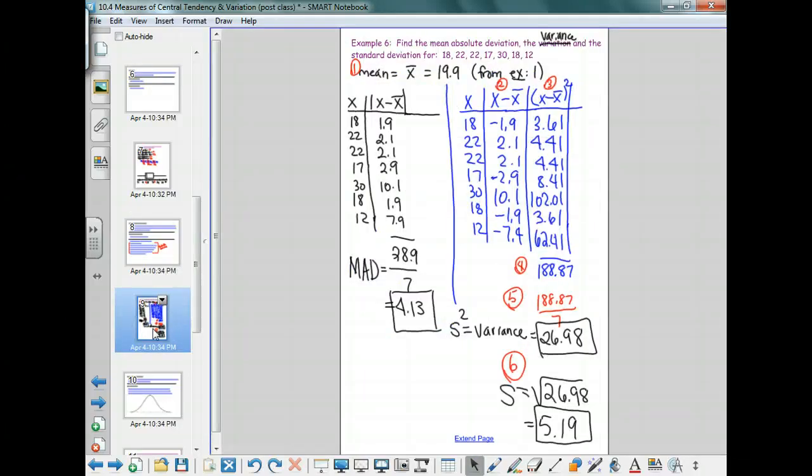Why did you have to find... There were 2 things we were asked, well actually 3 things we were asked to find. The mean absolute deviation, which was the 4.13. The variance, which we found at the step 26.98. And then the standard deviation, which is the 5.19. So it just depends on what the problem's asking. And I just did all of one problem, so you can see all the steps. But if it asks you to find a standard deviation, you don't need to find the mean absolute deviation to do that.